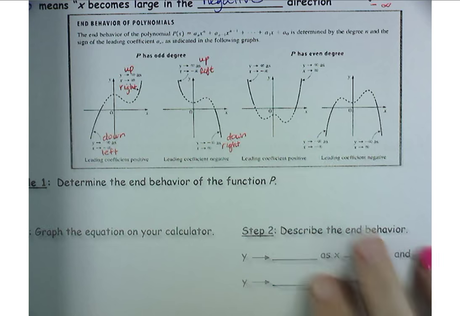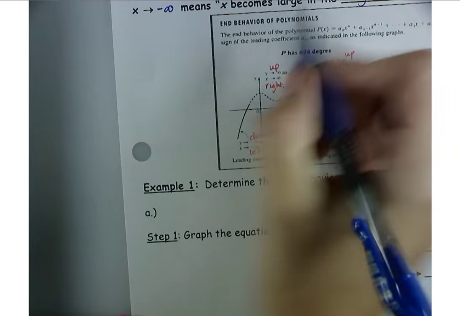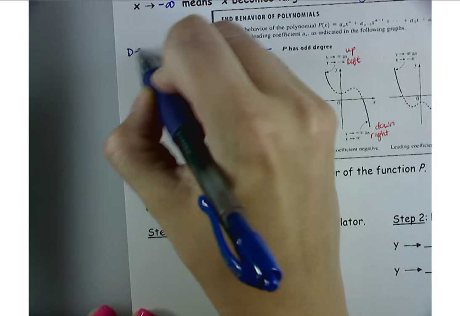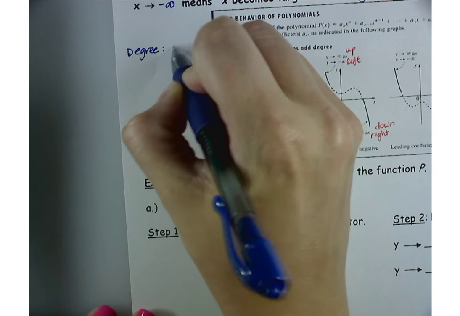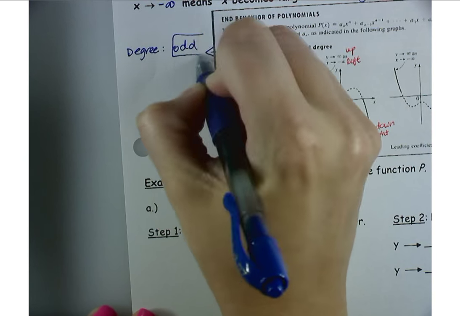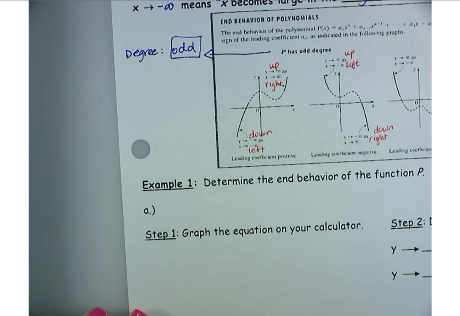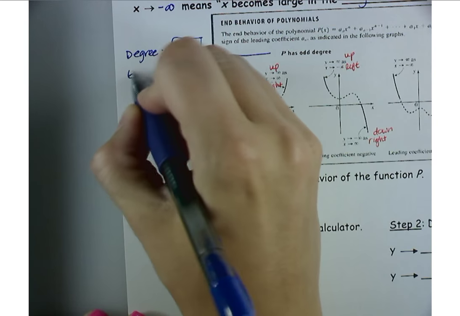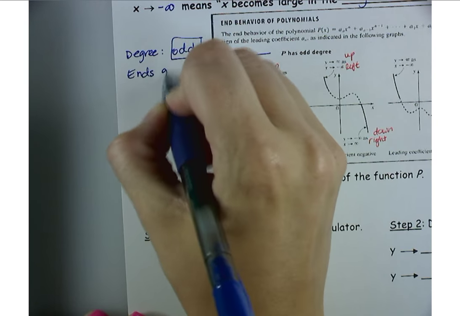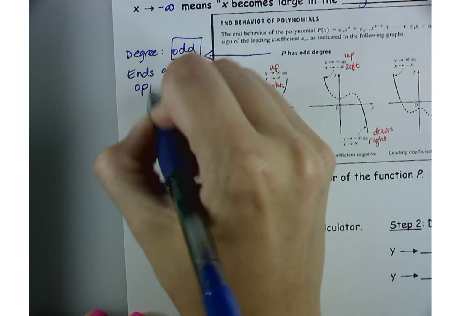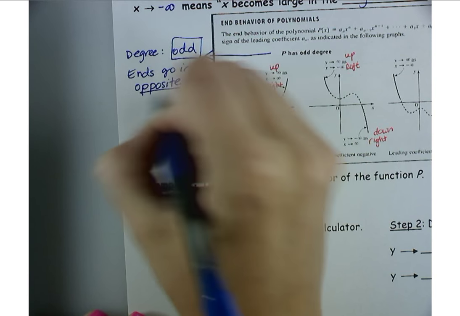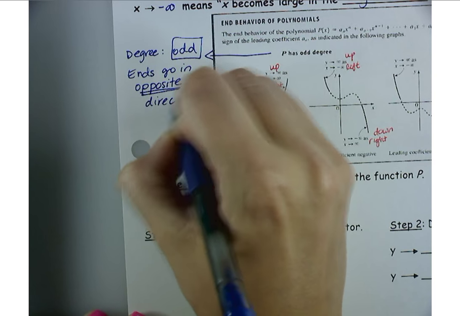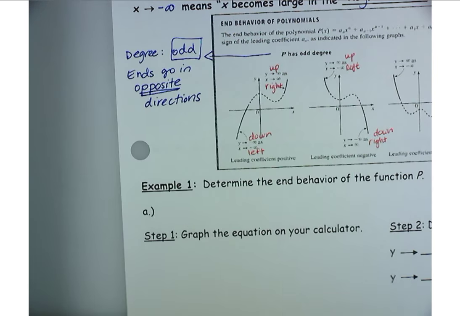Right, okay, so what we can say is if the degree is odd, and we actually might want to just refresh and make sure everybody knows how to find the degree as well. We'll do that in a second. So if the degree is odd, we can say that the ends go in opposite directions. I remember that because they both start with O. Okay, so odd, opposite. So if it's odd, they're going to go in opposite directions.